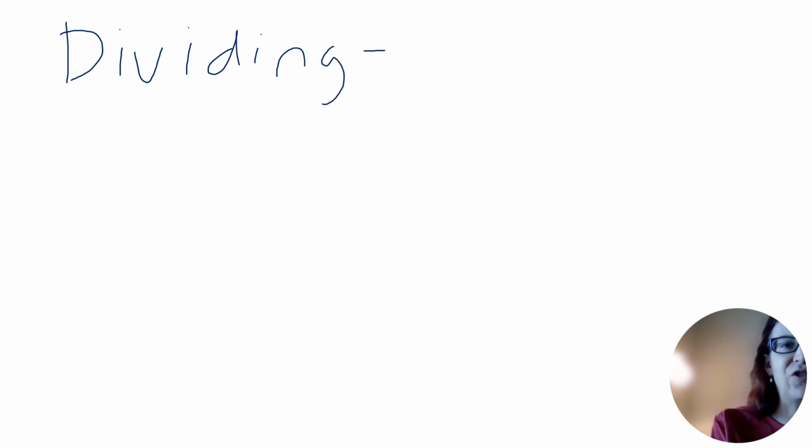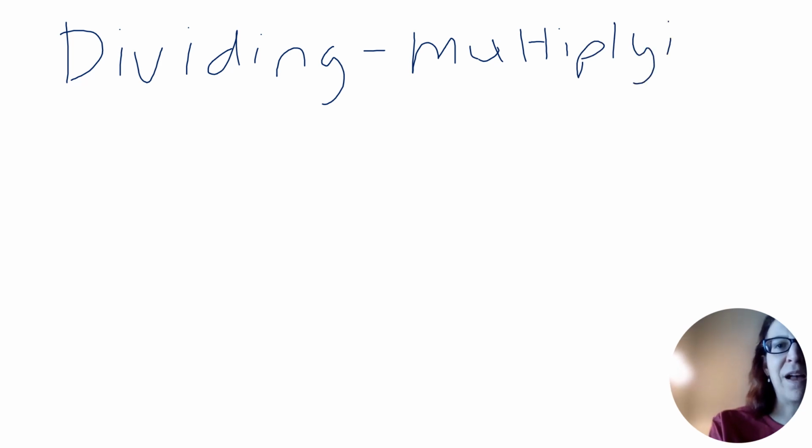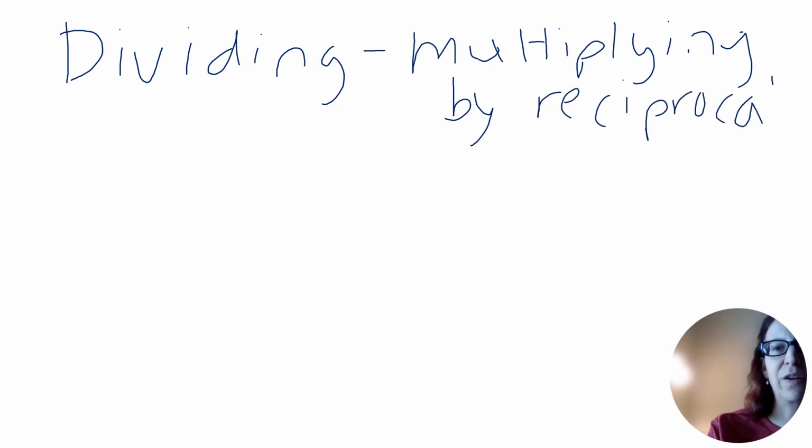So I want you to remember this idea. Dividing is just multiplying. This is the actual definition of division. It's multiplying by the reciprocal. Okay, that's what dividing is. And here's what we mean by that.